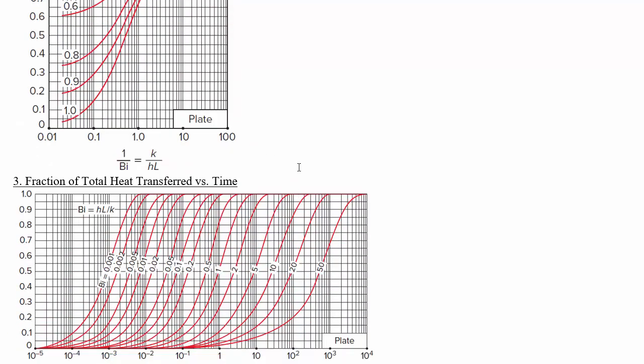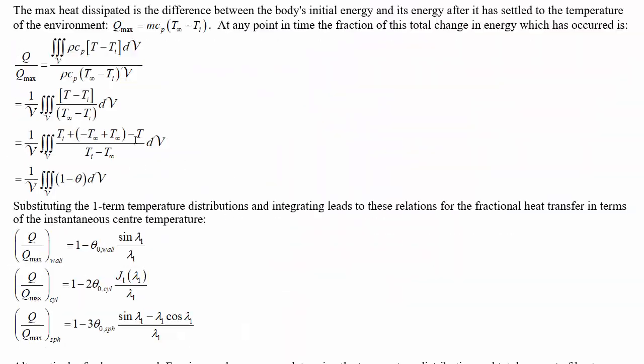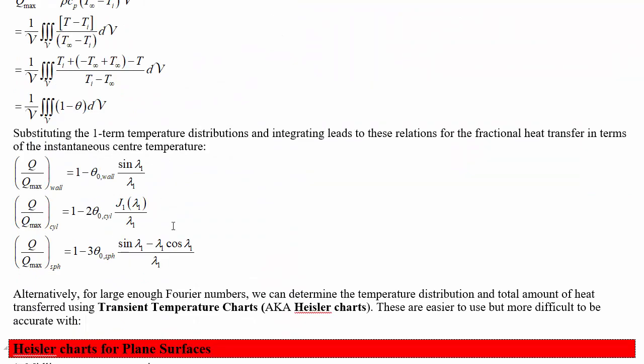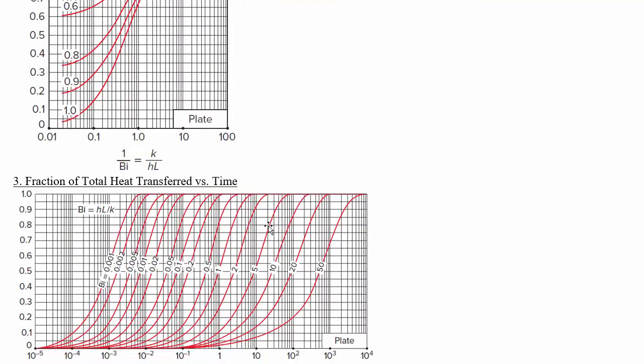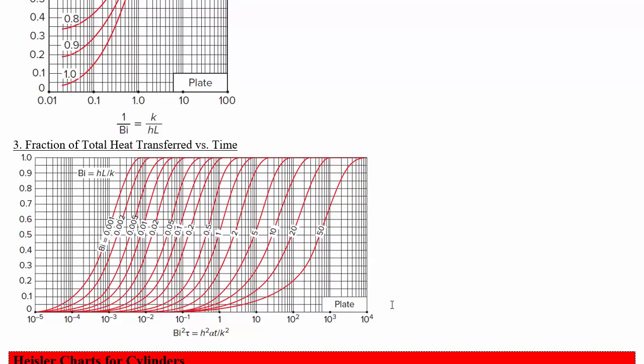Finally, the last Heisler chart is this fraction of total heat transferred versus time. So this is the one that gives you the Q ratio that we dealt with for the one-term approximation. So fraction of total heat transferred versus time can vary from 0 initially to 100% after a long enough time. Now how long this takes depends on the Bi number squared times the Fourier number. So for any Bi number, as you increase the Fourier number, you move to the right on this plot, and that leads to more and more of the heat transferred. That makes sense?